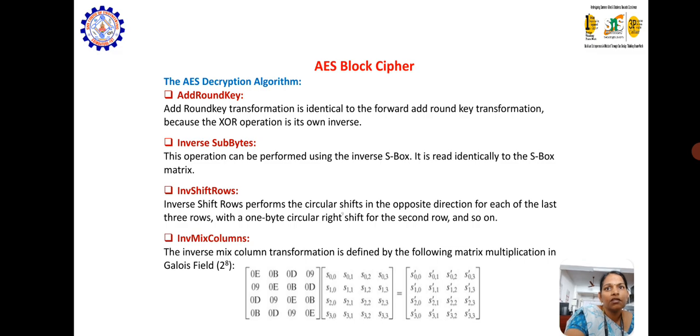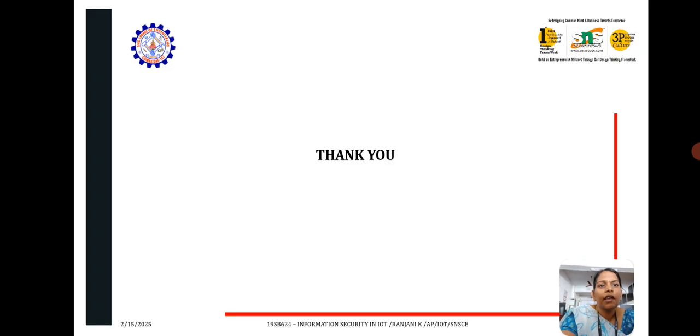Next is inverse sub bytes. The inverse S-box is used as a lookup table, using which the bytes are substituted during decryption. Next is shift rows. Shift rows performs a circular shift in the opposite direction on each of the last 3 rows, and these are the rounds performed in AES.